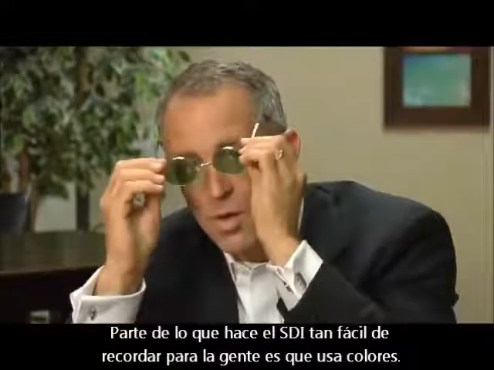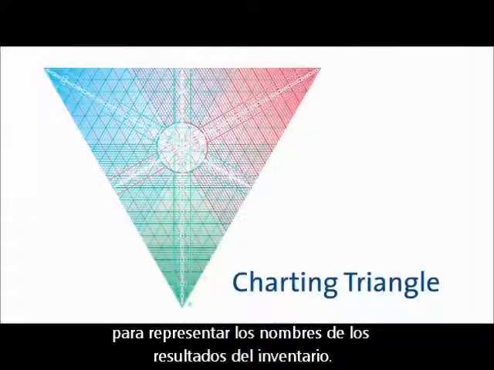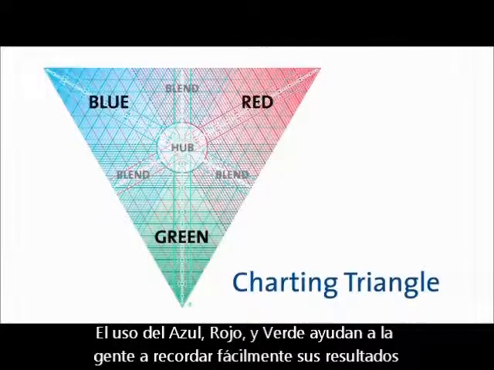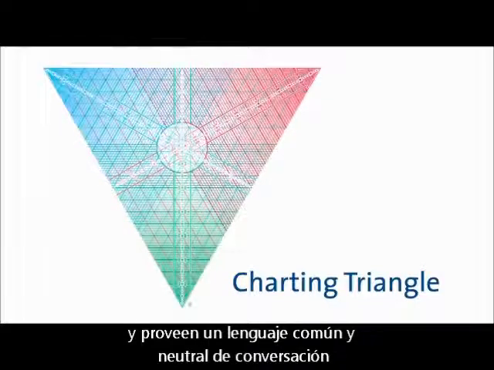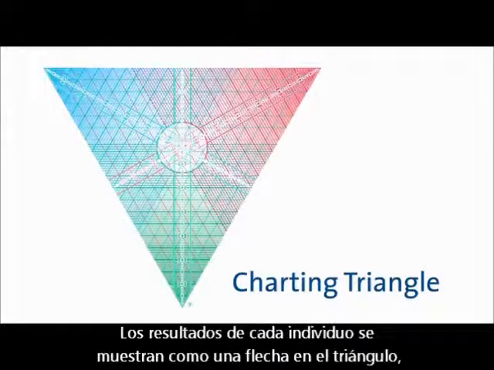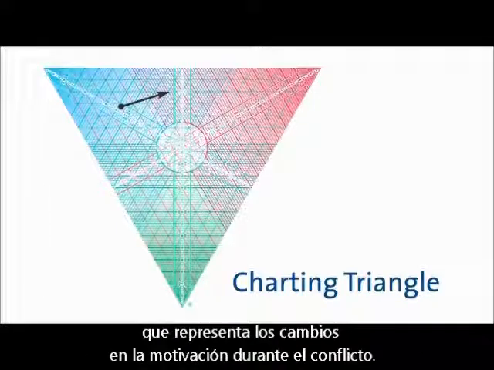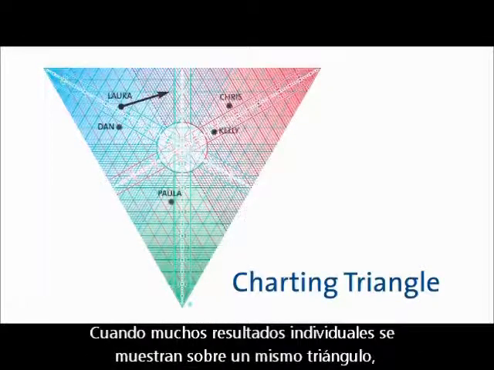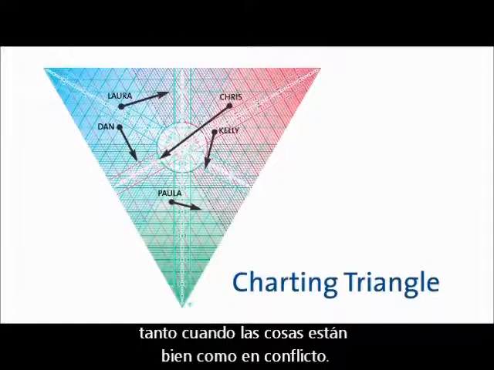Part of what makes the SDI so memorable for people is the use of color. In fact, the SDI was the first self-assessment to use colors as shortcut names for inventory results. The use of blue, red, and green helps people easily remember their results and provides a common and neutral language for conversations that might otherwise be difficult. Each individual's result is displayed as an arrow on the triangle, with the dot representing motivational values and the arrowhead representing the changes in motivation during conflict. When several individual results are displayed on the same triangle, we begin to see a picture of the group dynamic, both when things are going well and in conflict.